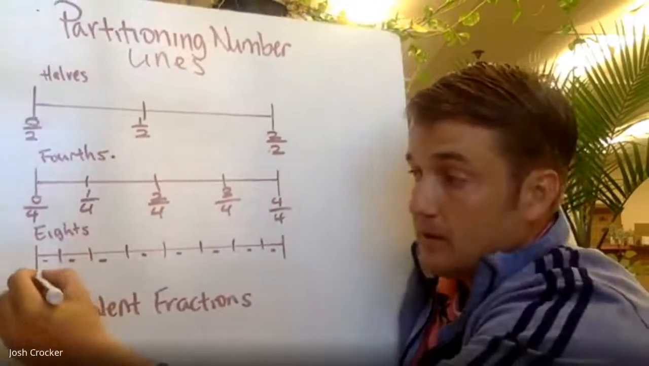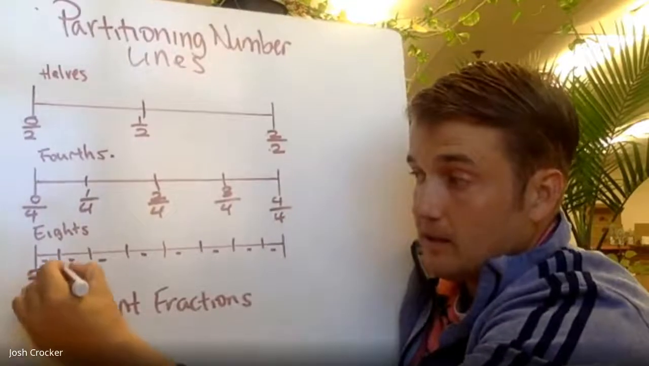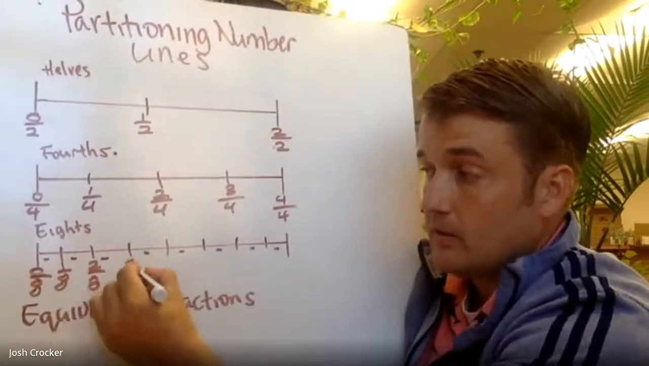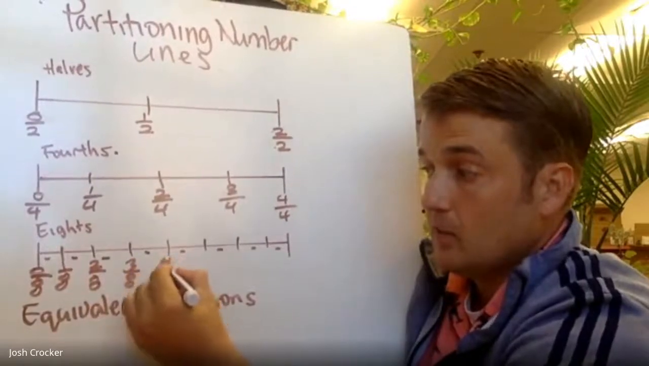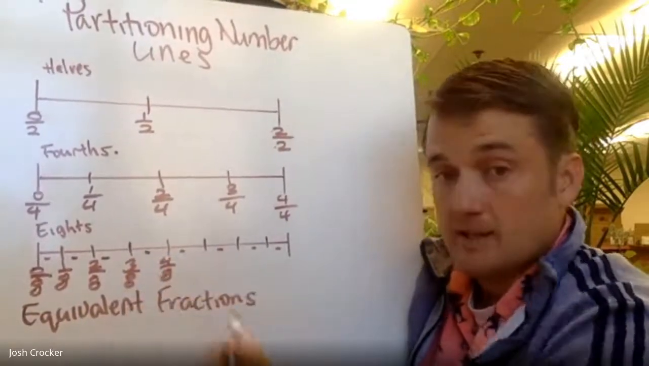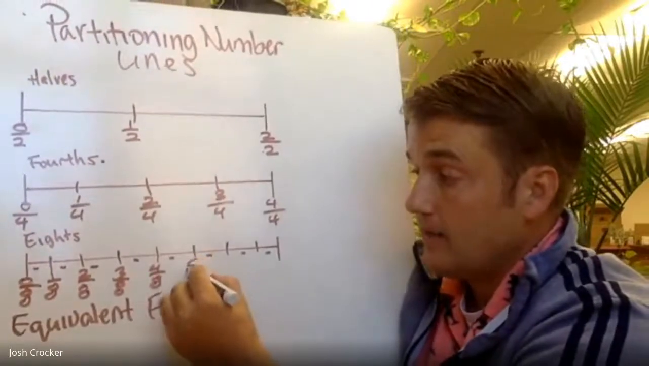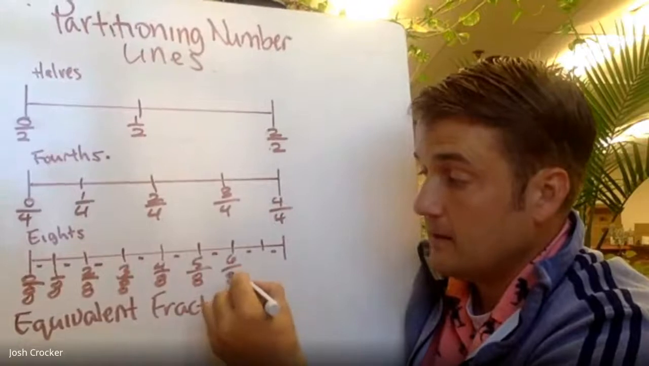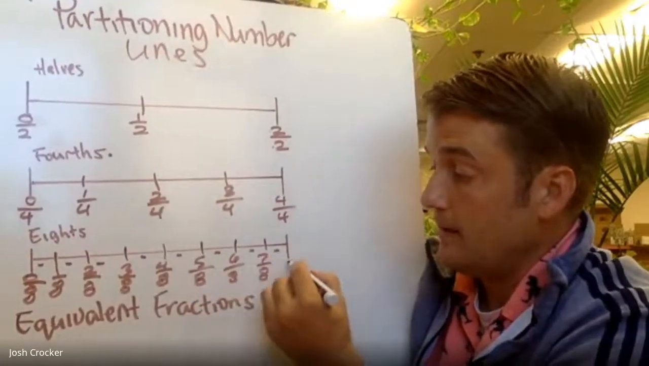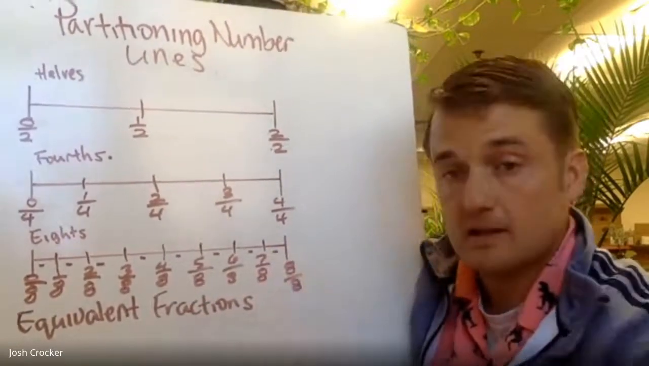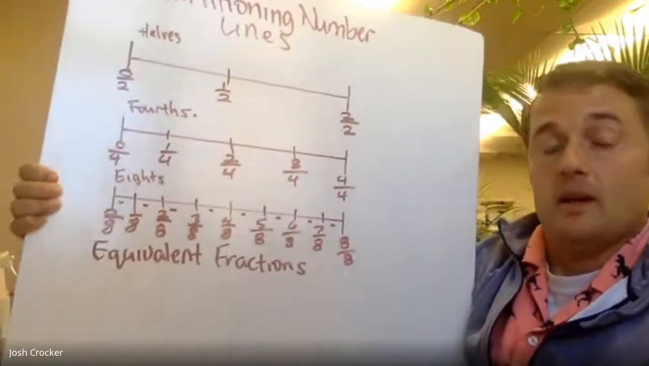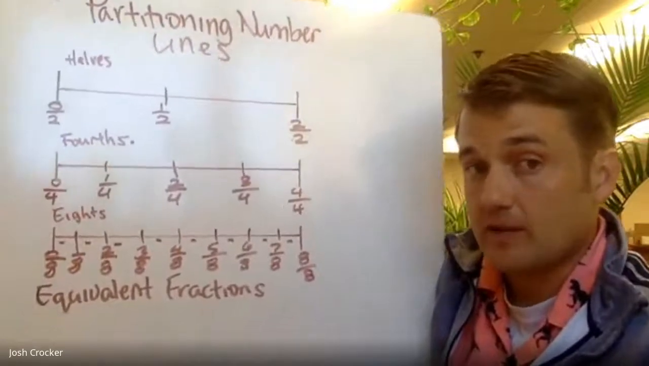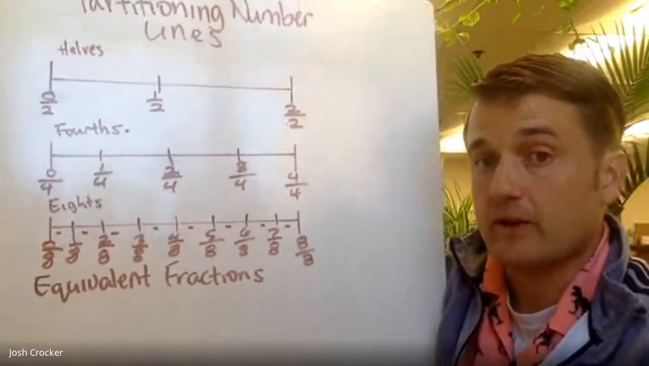Okay, so starting with 0/8, 1/8, 2/8, 3/8, 4/8. That's the middle. 5/8, 6/8, 7/8, and the one whole unit is 8/8. Okay, so there we go. We did 3 number lines, halves, quarters, and eighths.